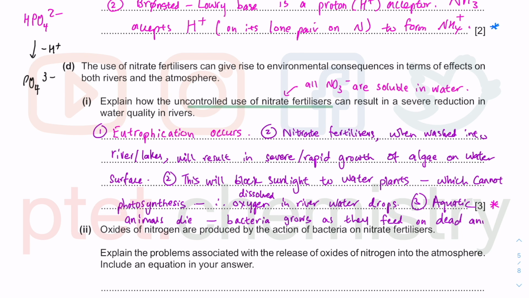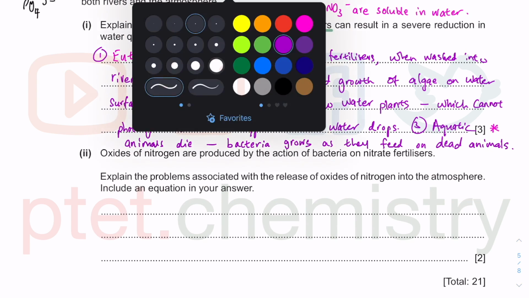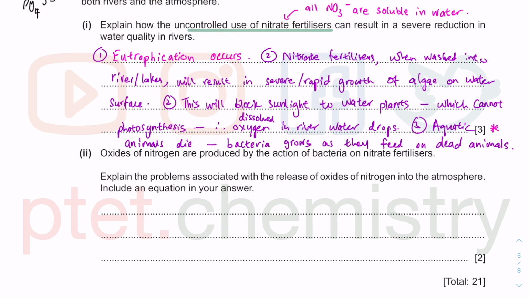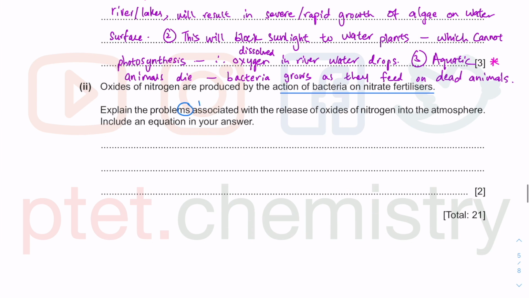A lot of these points, you don't really need to follow word by word. It's basically essays where you need to know the order of events, and you can write in your own words. What next? Oxides of nitrogen are produced by the action of bacteria on nitrate fertilizer. Explain the problems, so there's plural there, of the release of oxides of nitrogen into the atmosphere. Include an equation, so you need to have at least one equation.